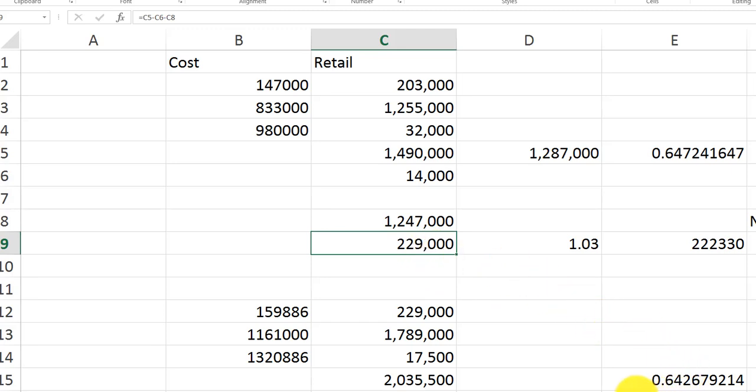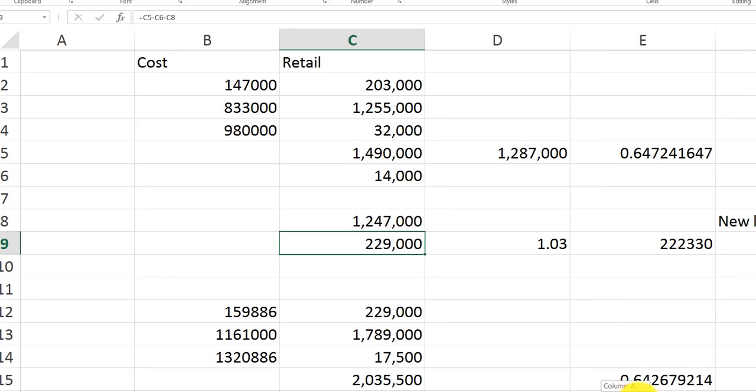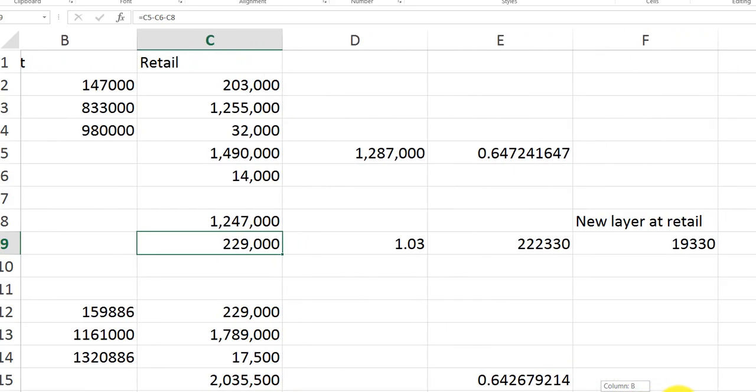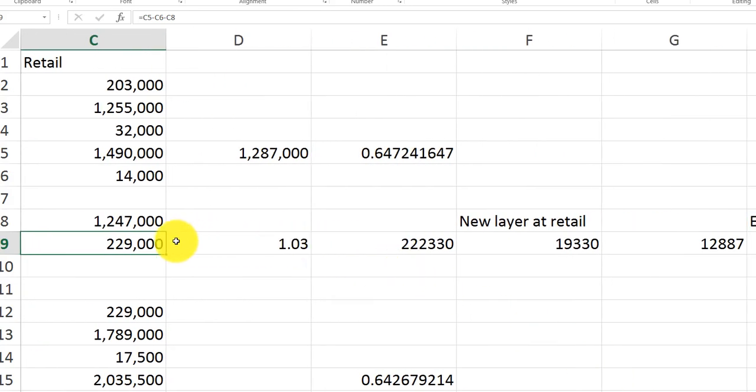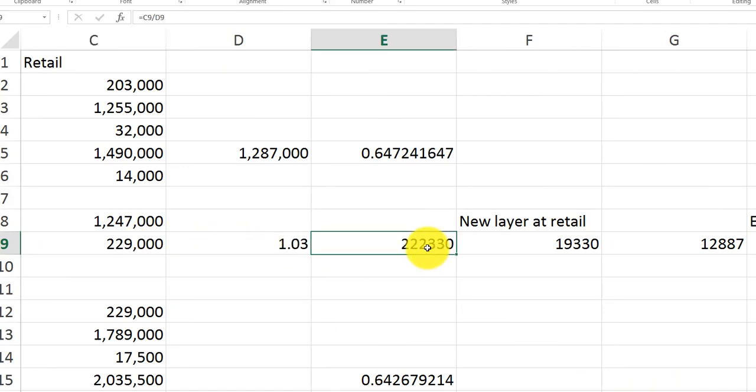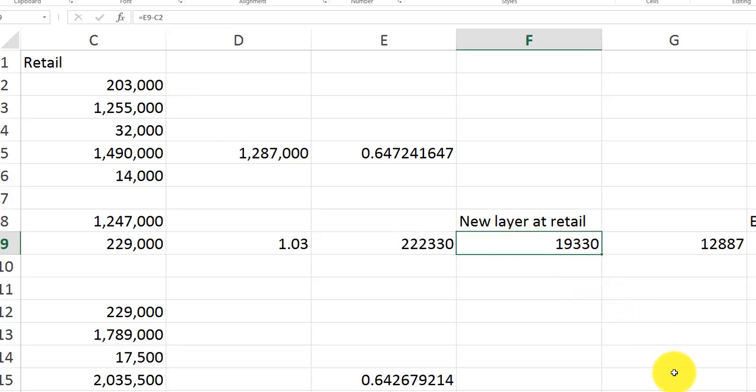So what do we need to do now that we know what our ending inventory at retail is? We have to take the inflation out. We divide it by the 1.03 to take inflation out, it gives us 222. We then compare it to what our beginning inventory was at retail, and we get our new layer is 19,330 at retail.